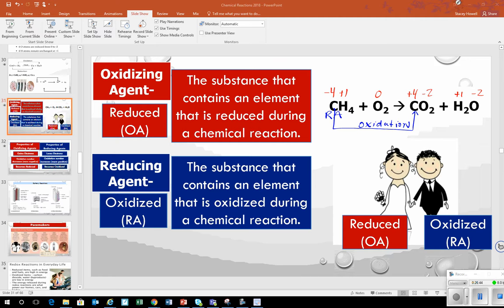Okay, what's being reduced? What's becoming more negative from one side of the equation to the other side? Oxygen. Good. So from one side of the equation to the other, and there's two places where oxygen is, it's being reduced. That means this has become the OA, or the oxidizing agent. Okay?